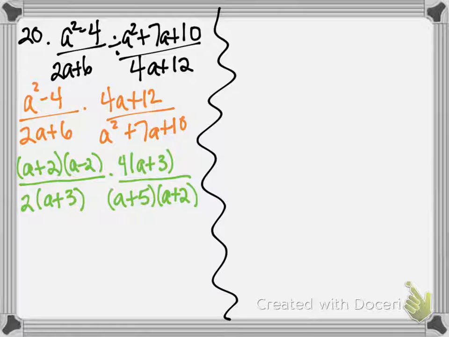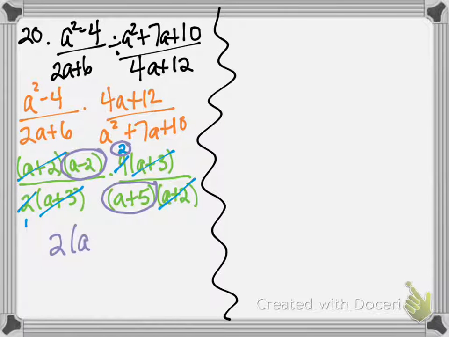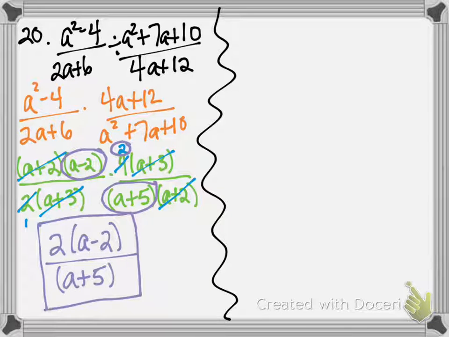All right, now we've got an a plus 2 on top and bottom. We've got an a plus 3 on top and bottom. And then we have 4 over 2, which will reduce to be 2 over 1. So looking at everything that we have left, we have an a minus 2, a 2, 1, and a plus 5. So this is 2 parentheses, a minus 2 divided by a plus 5. We want to go ahead and leave our answers, even when there's multiple things left, as factors. You don't need to multiply that back out. You can just leave it alone. All right, go ahead and do number 21 on your own, and then I will work it out. So go ahead and pause.